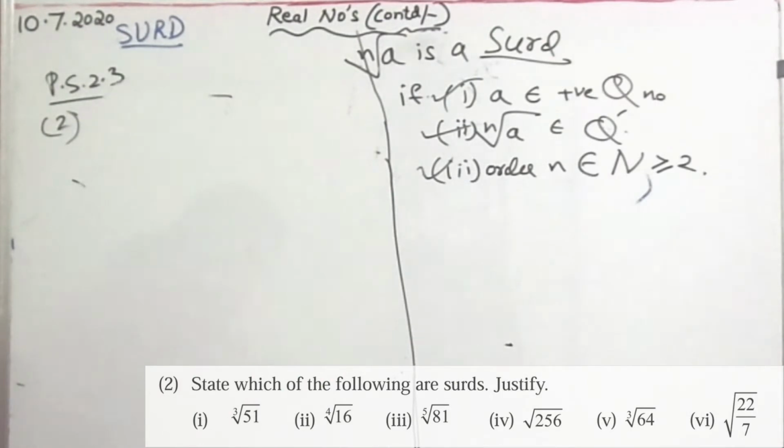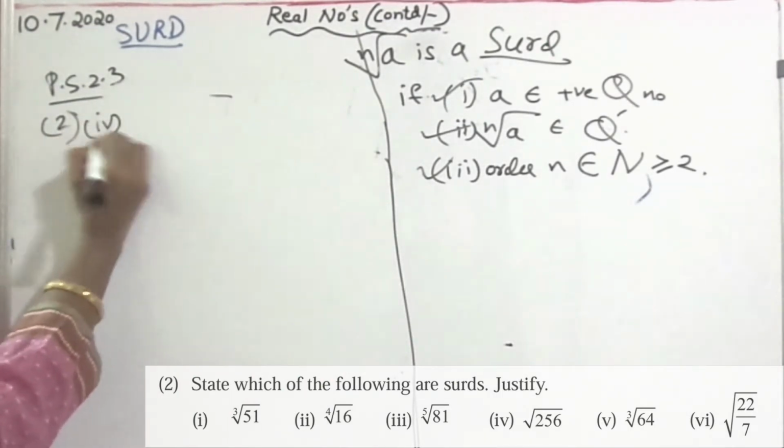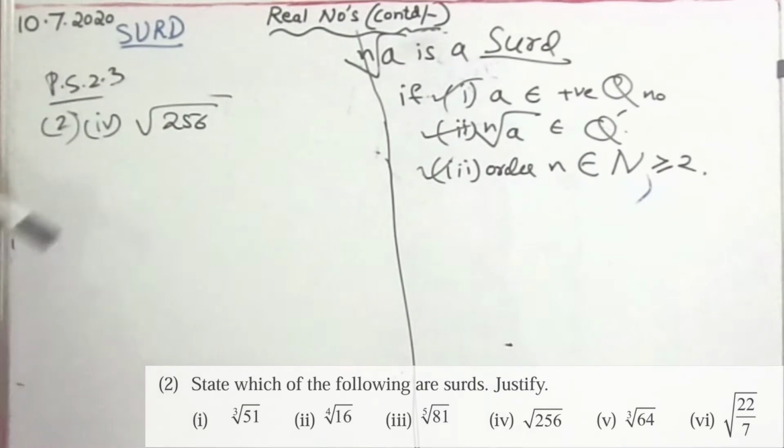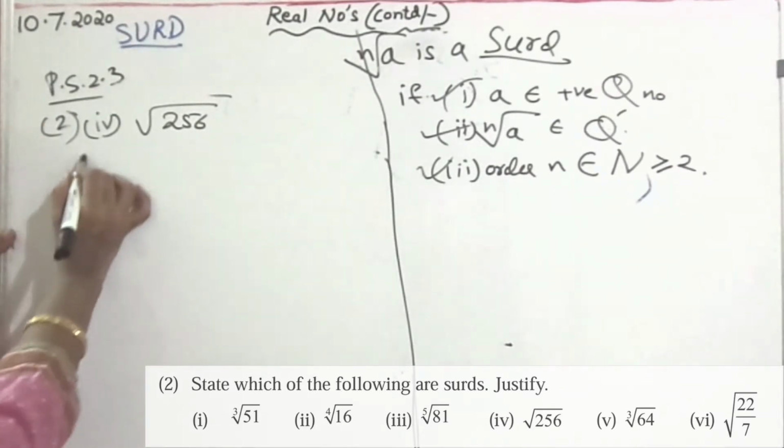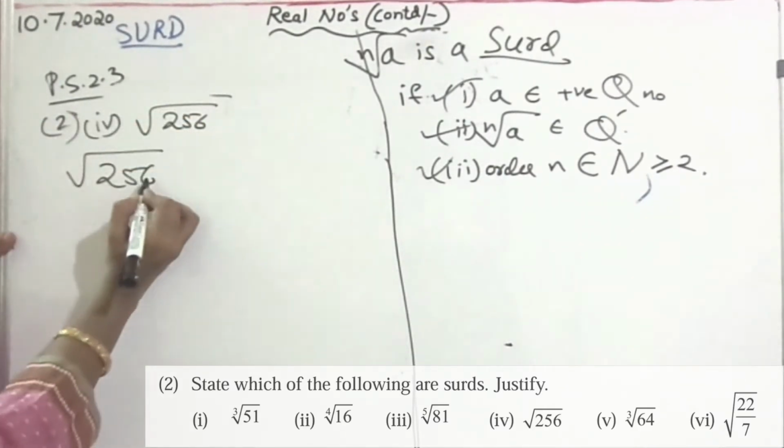Sum number 4. Square root of 256. Very easy. First condition is satisfied. 256 is a positive rational number. But square root of 256. Last year you all have studied squares and square roots. You have studied square tables up to 30. Okay. So which square gives you 256? 13 square 169, 14 square 196, 15 square 225, 16 square 256. So this can be removed. Root 256, the root sign gets removed.